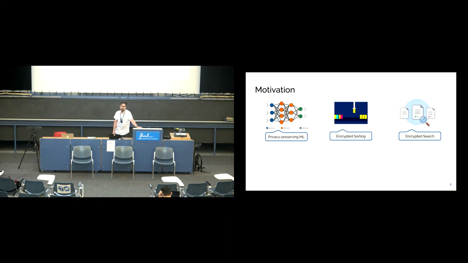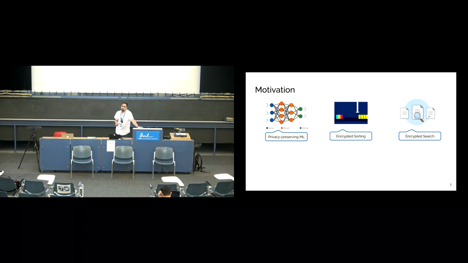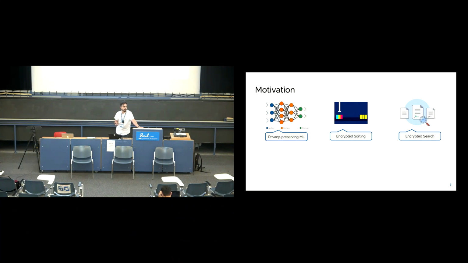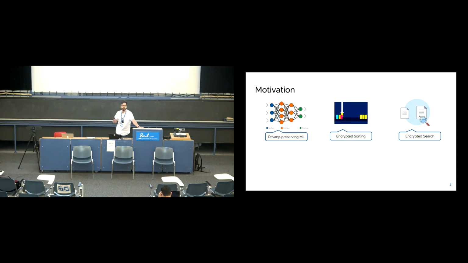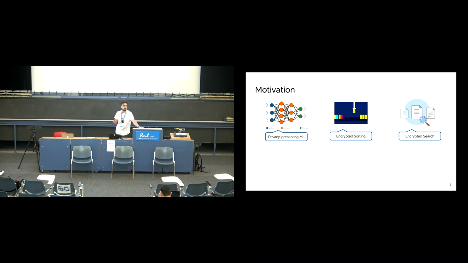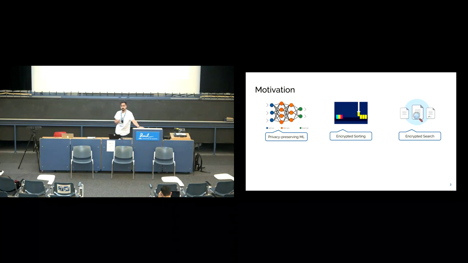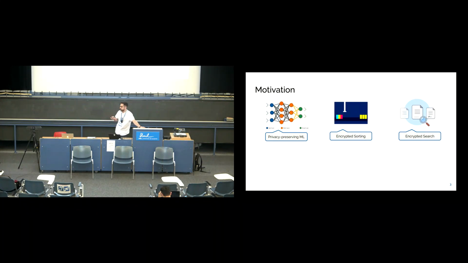There are many applications that can harness the power of homomorphic encryption, such as privacy-preserved machine learning, where we can do encrypted inference. For example, a user has an image, and they want to learn an encrypted classification, but they don't want to reveal that image. Also, we can do encrypted sorting or encrypted search, where the user wants to keep a keyword private and search inside a large text file or a database.